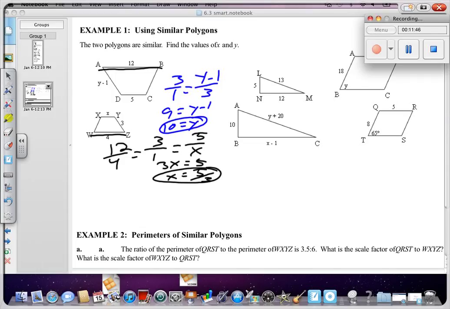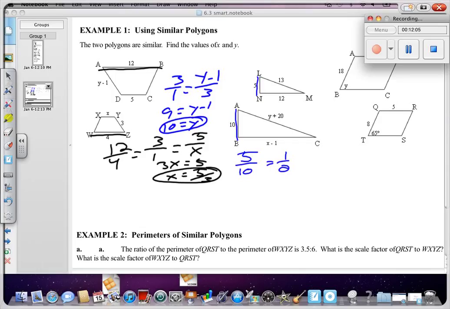AC and BC. BC has X. AB has 10. Okay, so what corresponds with the other triangle? What side matches that? 5. Okay, so I'm going to put 5 over 10, and we reduce that to 1/2. That's our scale factor. Okay?